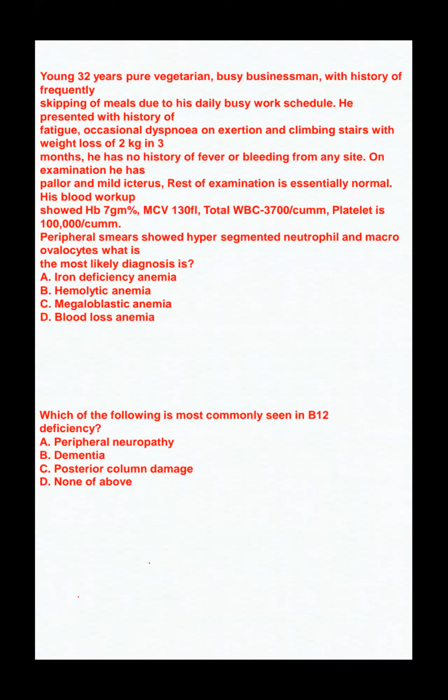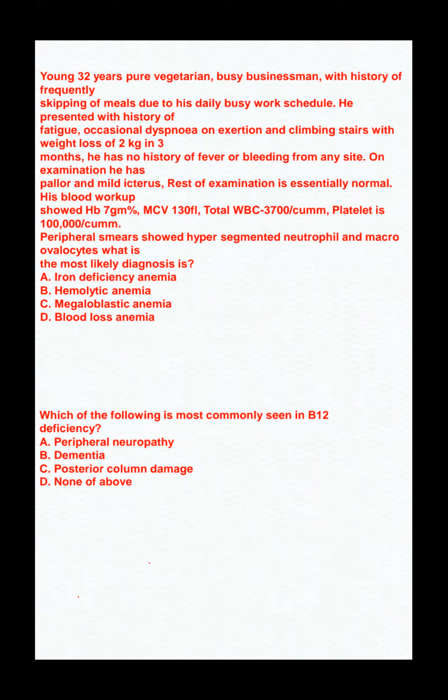What are the clues here? Ma'am, clue is MCV is high, 130. Secondly, peripheral smear shows hypersegmented neutrophils. Okay, this is the megaloblastic anemia, and they will give a picture of hypersegmented neutrophil.